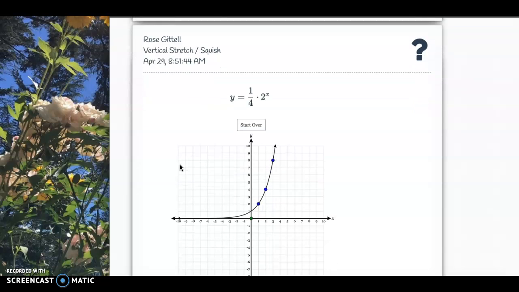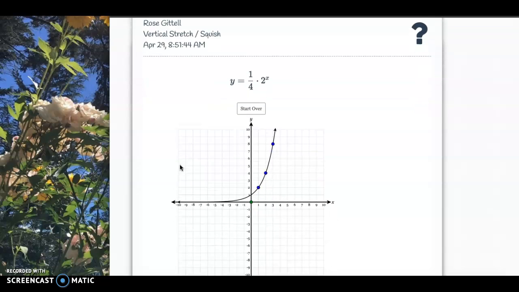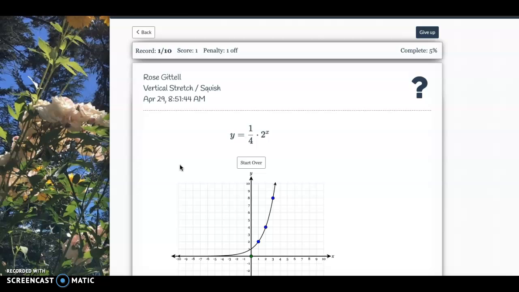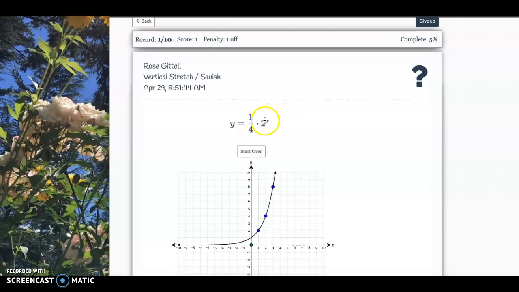Okay, so this one is a little bit trickier. Again, I have my original function of 2 to the power of x. My exponential function looks like this. And I'm going to try to apply the vertical squish of 1/4.